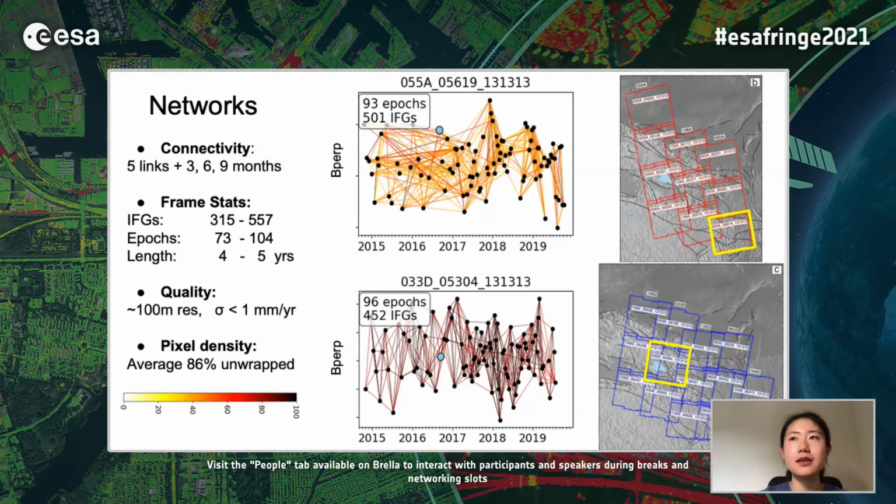The interferograms are processed at a high resolution of about 100 meters, and the length and number of interferograms mean that we have a theoretical uncertainty below 1 millimeter per year. As a result, on average, 86% of the pixels were unwrapped. For frames in the southeast corner, where it is more vegetated, the coherence is low, resulting in low pixel density, but we build more interferograms to compensate for that.